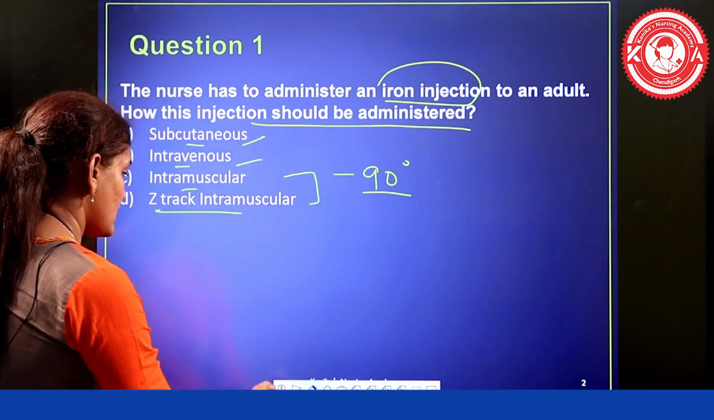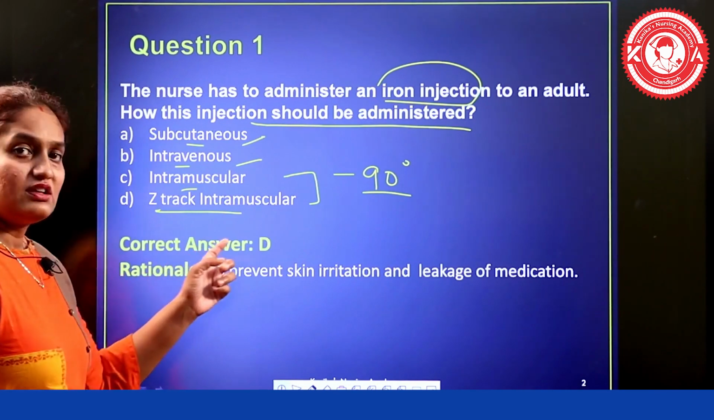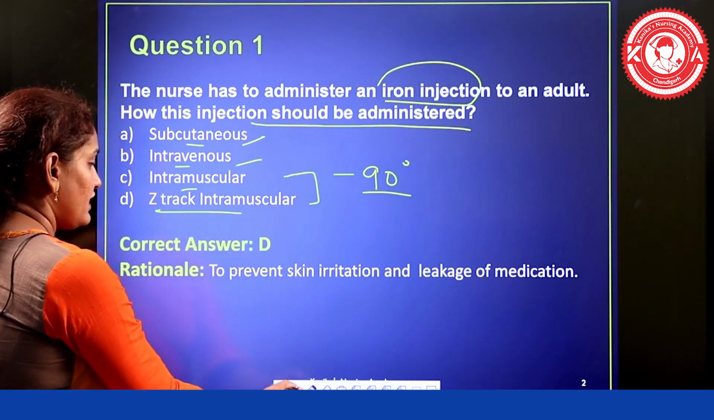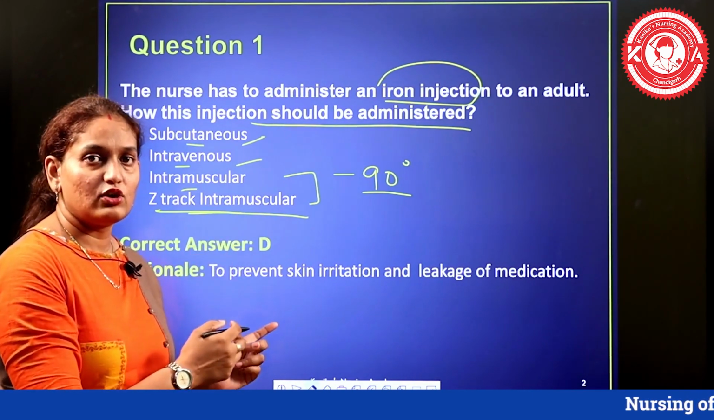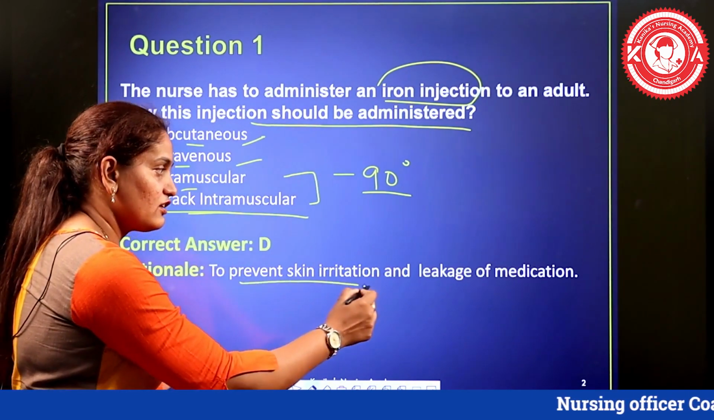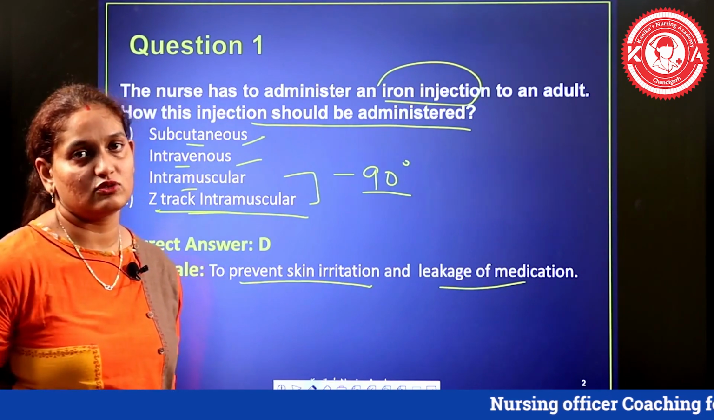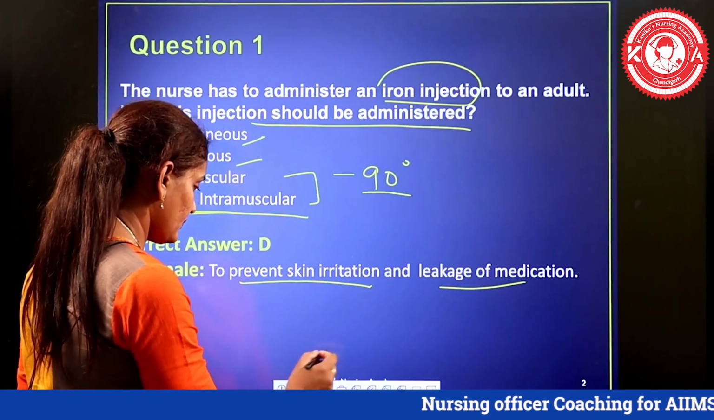So let us see the answer. The correct option is D, that is Z-track intramuscular. The rationale is that this method of injection administration prevents irritation of the skin and leakage of medication from the injected area.